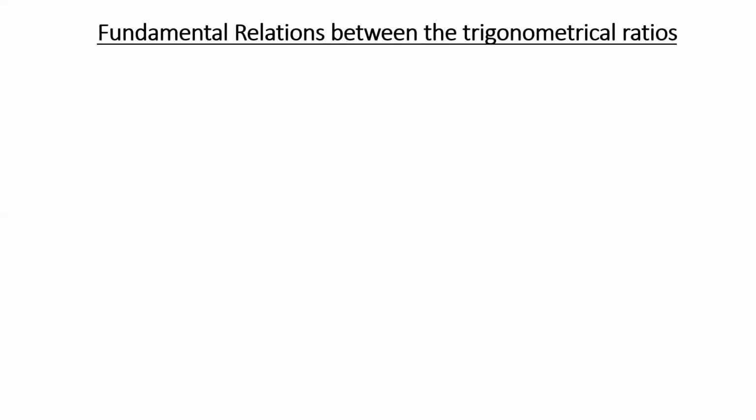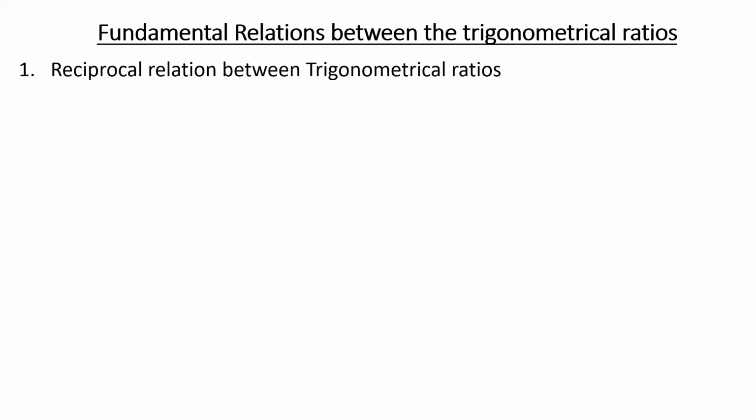Now let's talk about the fundamental relations between the trigonometrical ratios. The first relation is the reciprocal relation between the trigonometrical ratios. Let's take sine theta times cosec theta. You know sine theta is p by h. And what is cosec theta? That is h by p. When I cancel p and h, what will I get? That is equal to 1. So remember, sine theta times cosec theta gives you 1. That is a product.